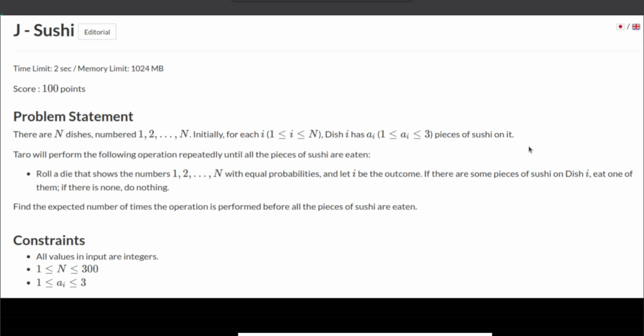Hello and welcome back. This is problem J, Sushi from AtCoder Educational DP Contest. The problem states that there are n dishes numbered 1 to n.